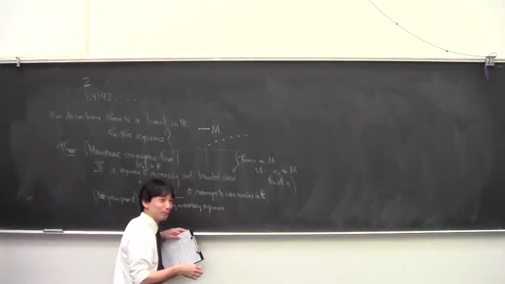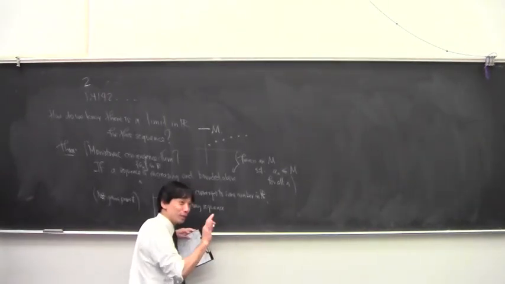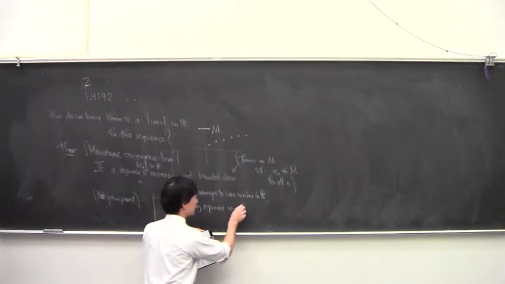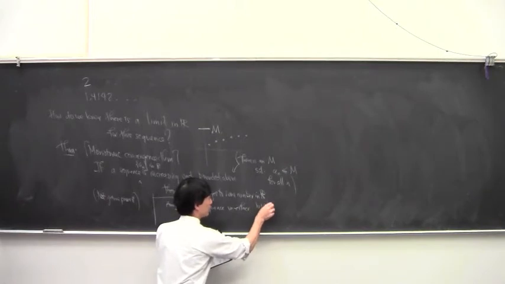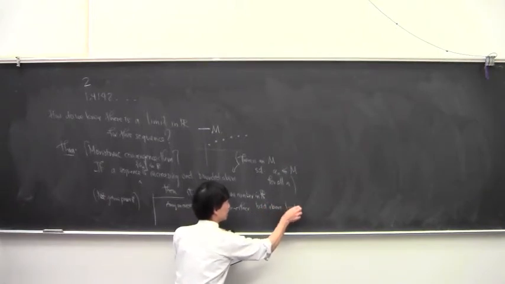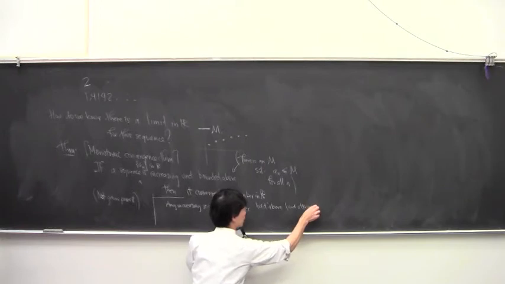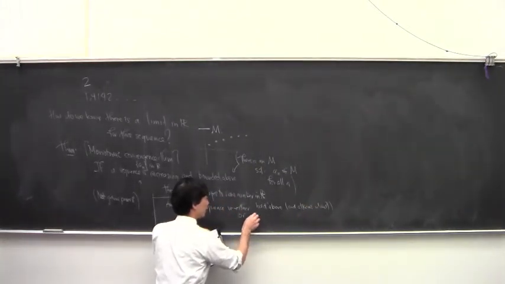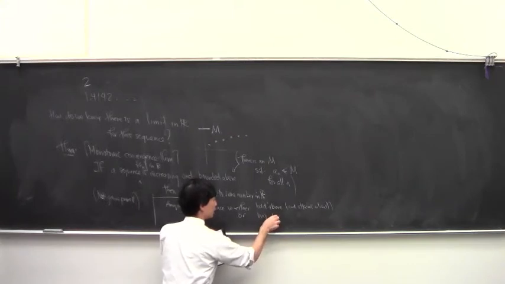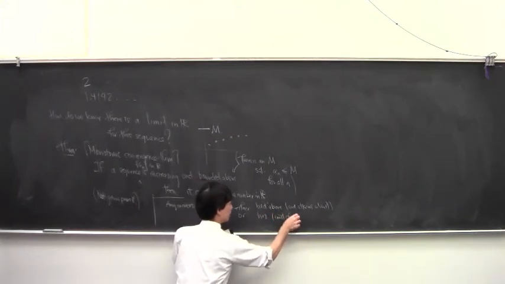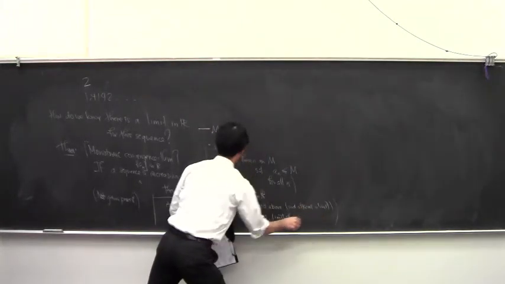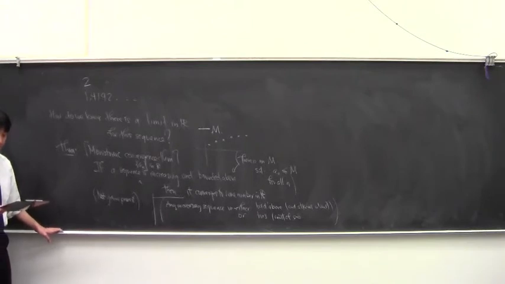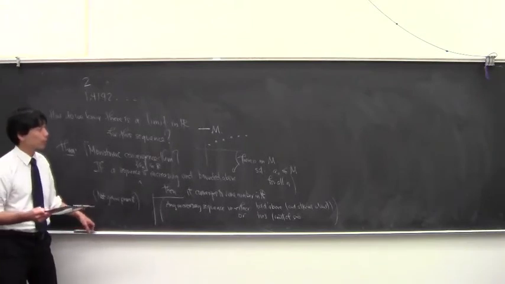Again, you got the right idea, but the words are not quite right. But good for the idea. Any increasing sequence is either bounded above and contains a limit, or has a limit of infinity.